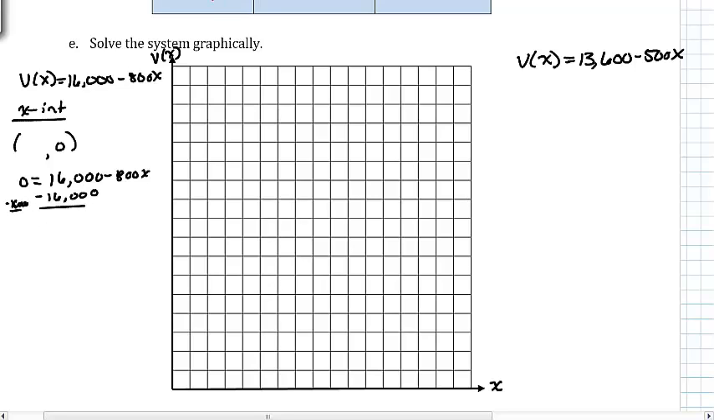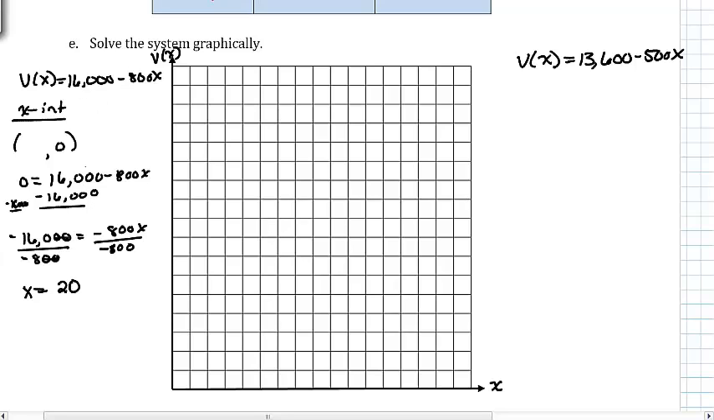Can't really see that very well, but negative 16,000 equals negative 800x, and then divide by negative 800 on both sides. So these two zeros would cancel with these two zeros, and 160 divided by 8 is 20. So it'll take 20 years for that to have a value of nothing.